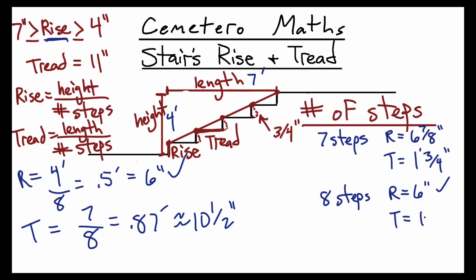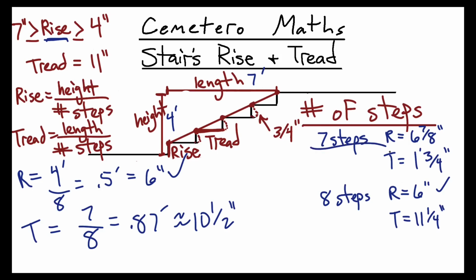We have a tread of 10.5 inches, and 10.5 plus 3/4 is 11.25 inches. So in this situation, again, I would take this to the superintendent.